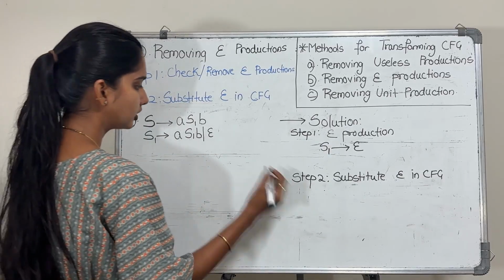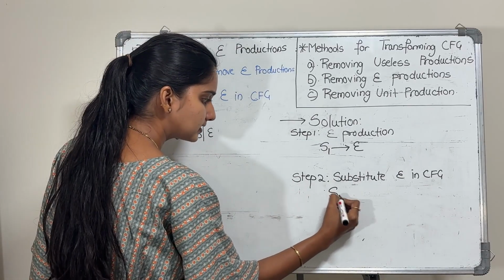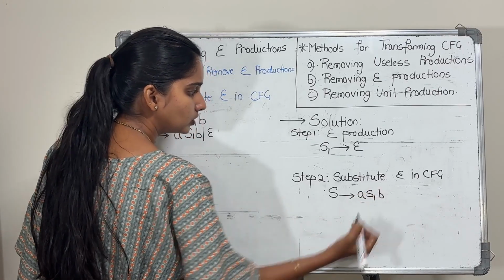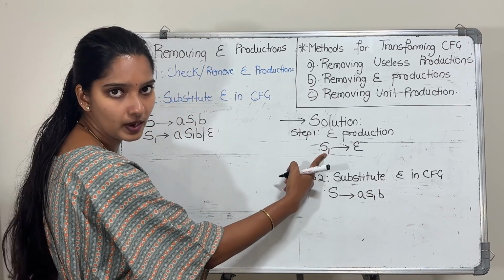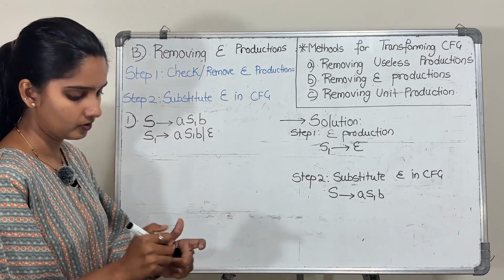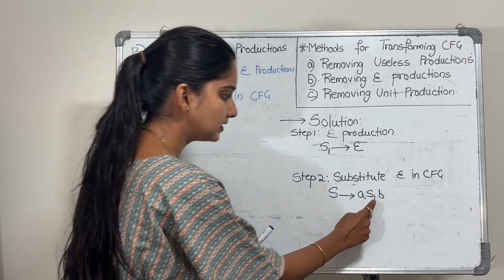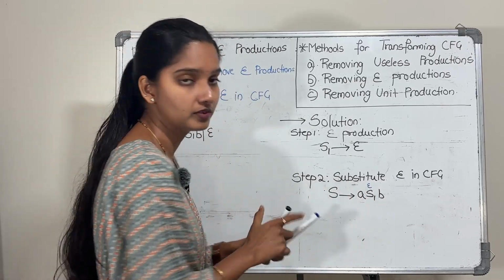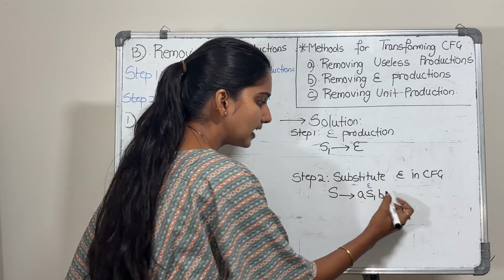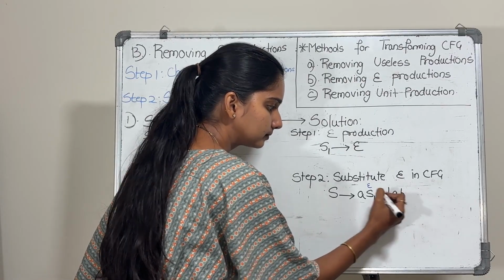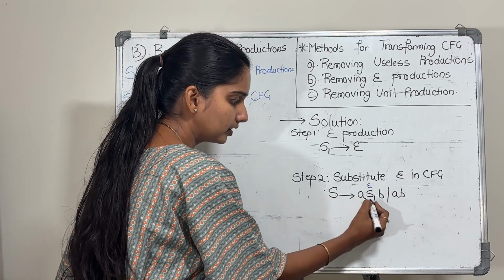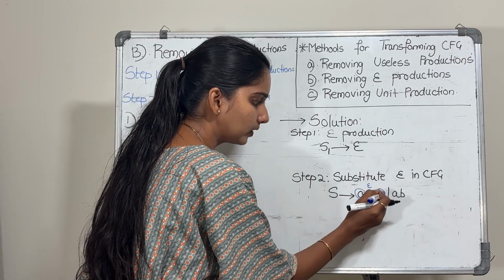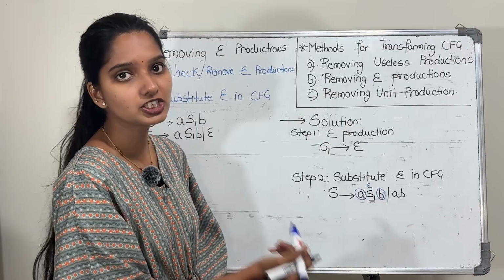Starting with the first production, S tends to A S1 B. In place of S1, we are going to put epsilon. If I substitute epsilon in place of this, what am I going to get? It is as good as AB. If we put epsilon in place of S1, we are left with A and B. That's what you write as your next production.